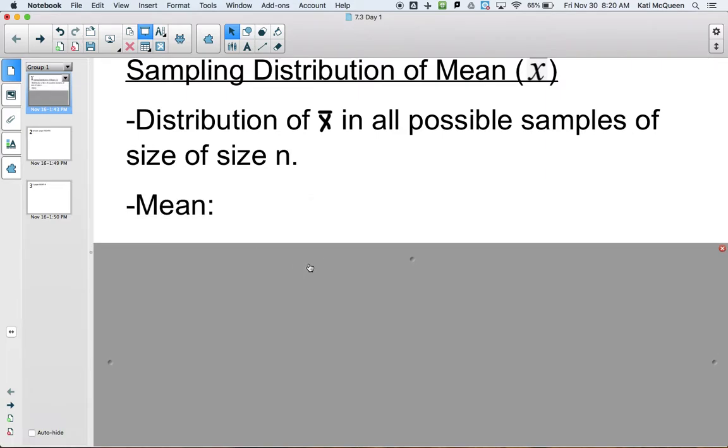So just like with proportions, we're going to look at the mean of our sampling distribution and the standard deviation of our sampling distribution. So here we say mu of x bar. Again, if I took all possible samples of a certain size, put all of those x bars together, the mean of those is just going to be equal to the population parameter, or just mu.